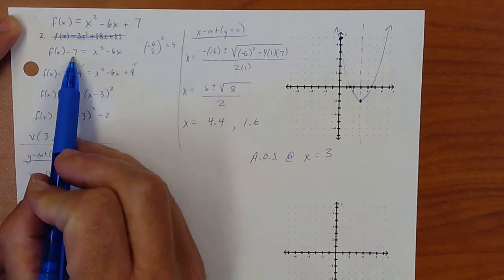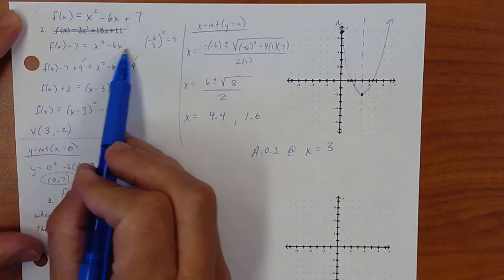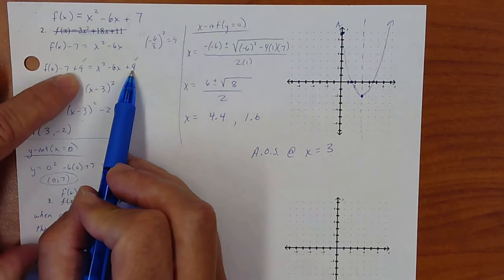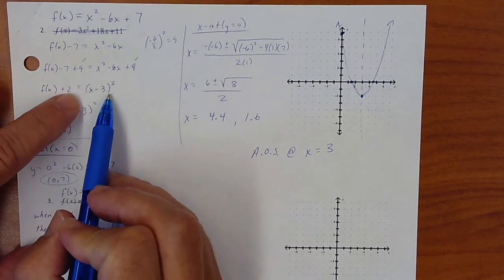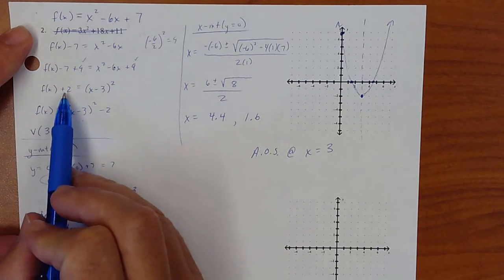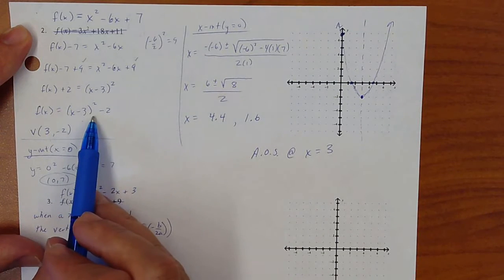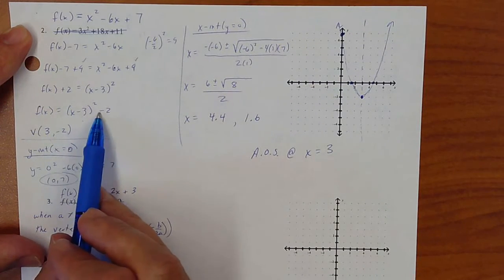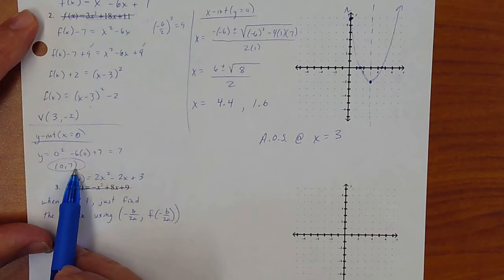Move the 7 over. Okay. Half of b squared is 9. Add it to both sides. Now this makes it easy to factor. Factor down to (x minus 3) squared. Okay. Take this +2, move it over. Now we can easily get our vertex. 3 to the right, down 2. Okay. Y-intercept, (0, 7).